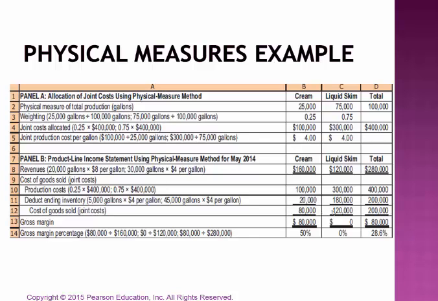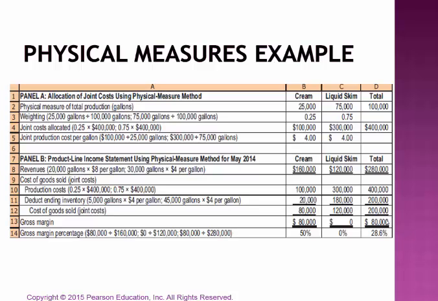Okay, 80,000 and 120,000. And if we subtract those from the revenues per product, you can see that cream has a gross margin of $80,000 and liquid skim has zero. All right, so why is that the case? Well, think back. What did we sell these for? The cream is selling for $8 per gallon, and the liquid skim is selling for $4 per gallon. And under this physical measures example, our cost is $4 per gallon based on the physical measures. So that is why we have a 0% gross margin.